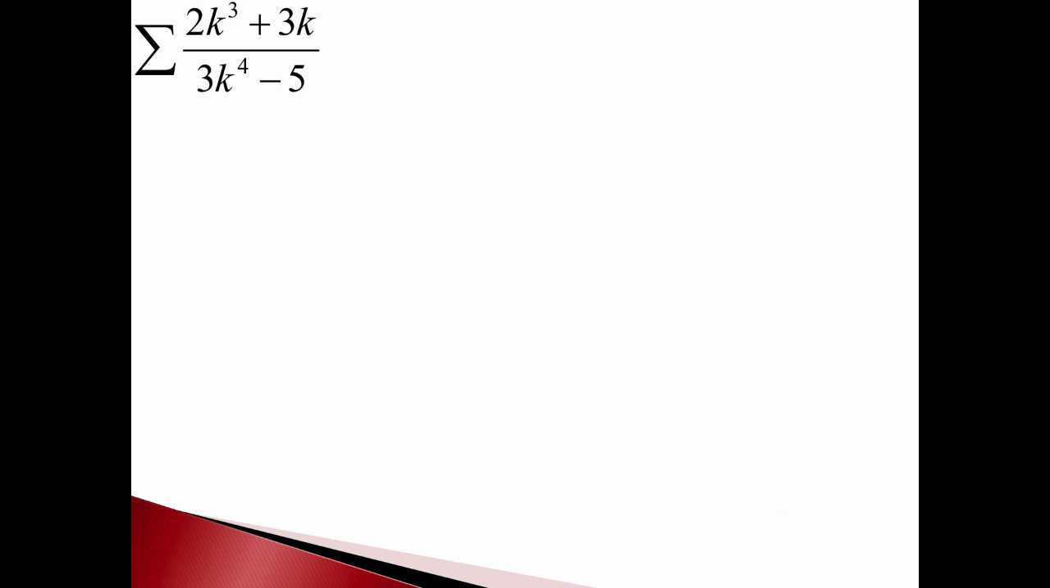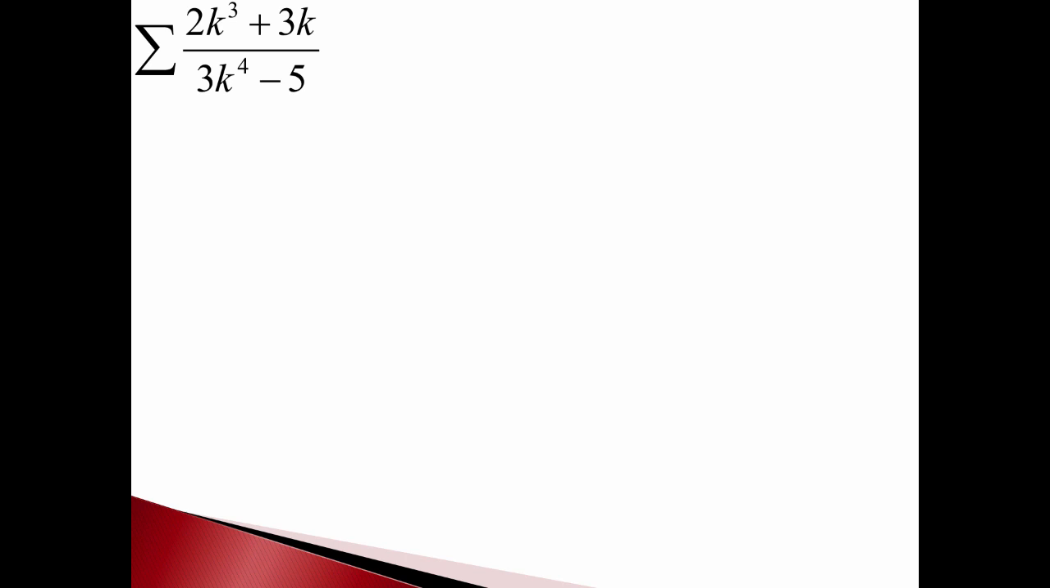Well, it wasn't completely useless. It made us think the right thoughts because it made us look at this and go, okay, what matters in the top? The k cubed. What matters in the bottom? The k to the 4th. So if I think about that for a second, this is like having a k cubed over a k to the fourth. I mean, that negative 5 doesn't really matter much in the grand scheme of things. That plus 3k doesn't matter much in the grand scheme of things. It looks like a k cubed over a k to the fourth.